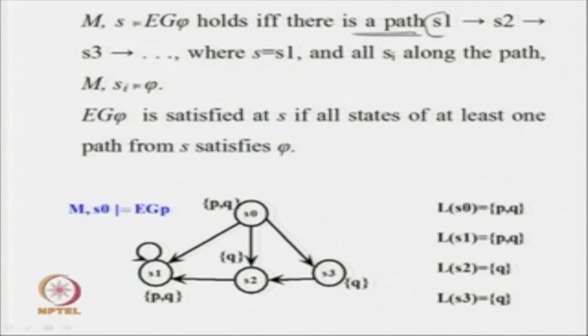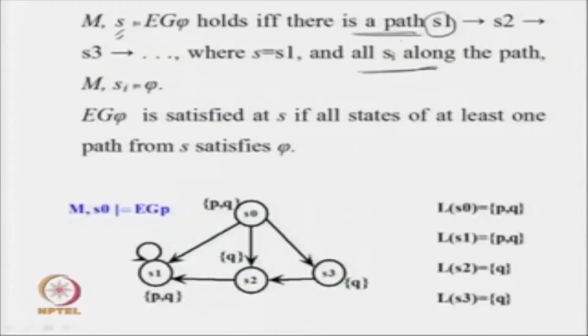That means the starting state of the path is the state that we are looking for, and for all Si along the path phi is true. So, M, Si models phi, where Si are all the states along that path. So, if we get a path wherein phi holds in all states, then we say that EG phi holds in the starting state of this particular path, that means S. So, we say that EG phi is satisfied at S if all states of at least one path from S satisfy phi. Now, again just look into this particular model M.